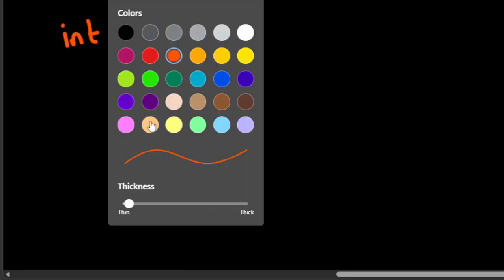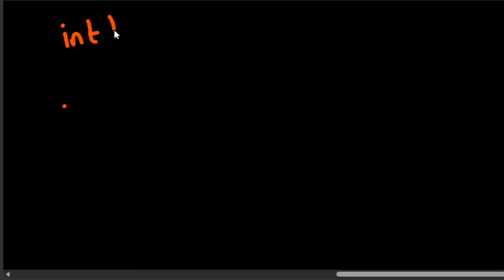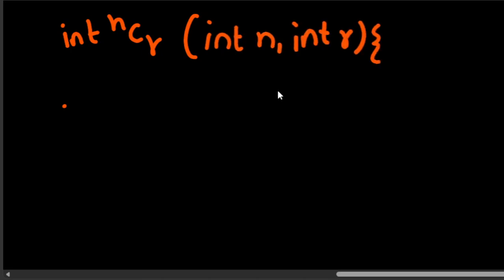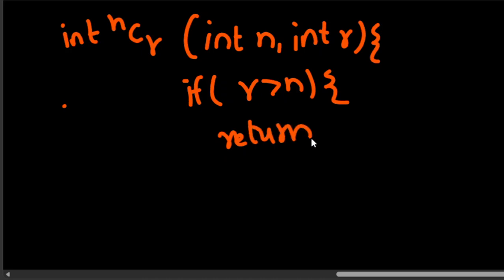So pseudocode వస్తే, let's say this is an integer function nCr, and two inputs int n and int r are the two inputs. And yeah, base case definitely ఒకవేళ r అనేది greater than n ఉంటే, like I want to choose 7 objects from 5 objects, then it is not possible, right? If r greater than n, then return 0.